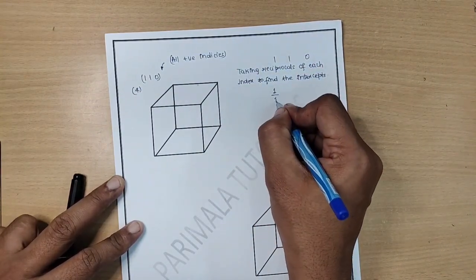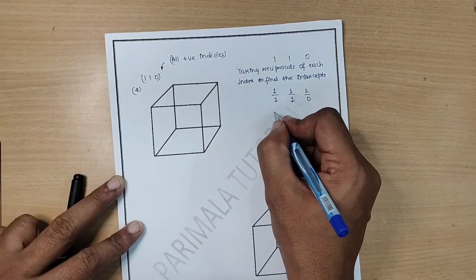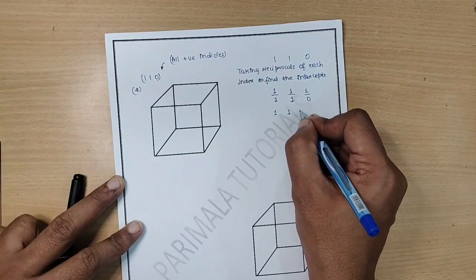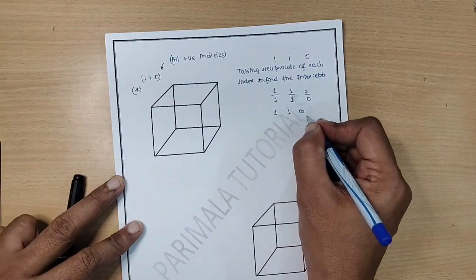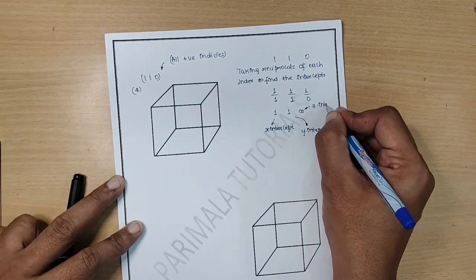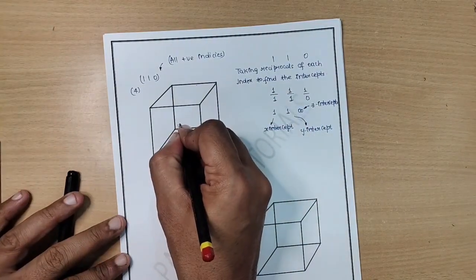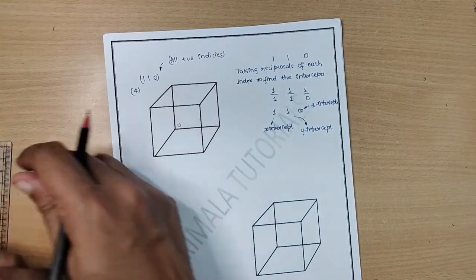So this would be 1 over 1, this would be 1 over 1, this would be 1 over 0. So 1 over 1 gives the value of 1, this is 1, followed by this is infinity. Now this gives us the value of x-intercept, this is y-intercept and the z-intercept. As usual, this is called as all positive origin. This would be the positive y-axis, positive z-axis and the positive x-axis.